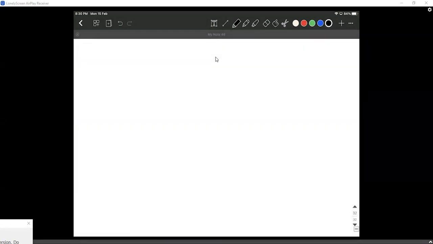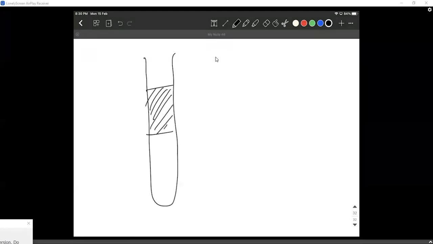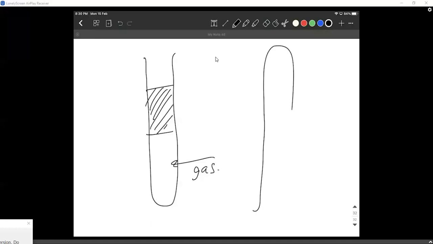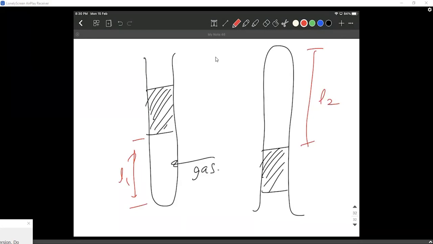Look at this thing. There is this problem with a test tube and liquid. There is mercury in this, and there is a gas inside. They invert the test tube, and the mercury doesn't really fall off. They simply say this is the length of the initial column. Now the length of the column is L2. The temperature is constant. They mention simply temperature is constant.